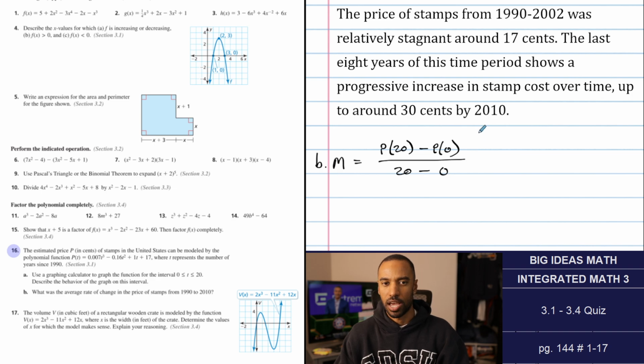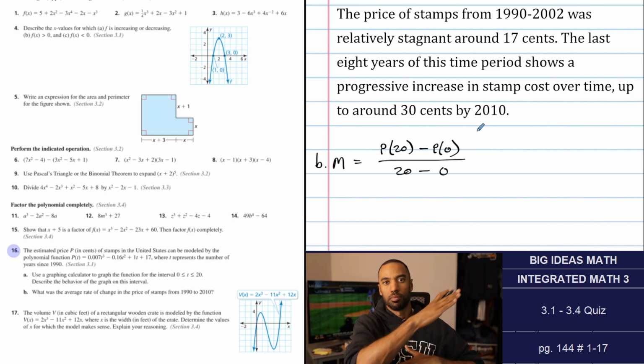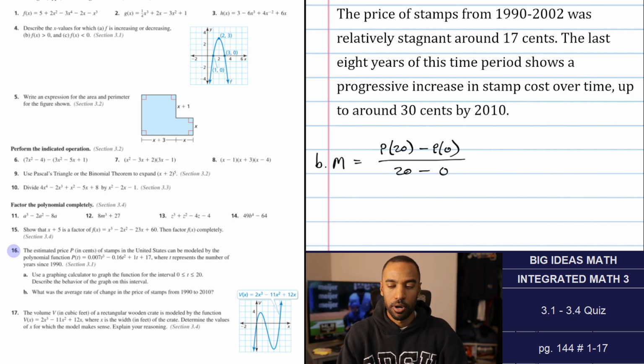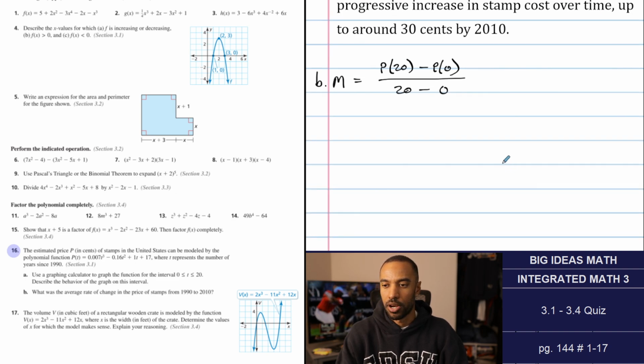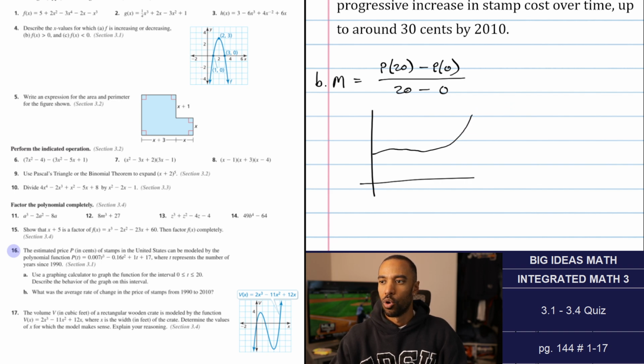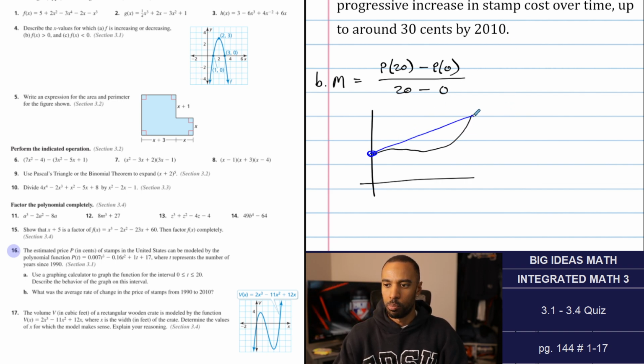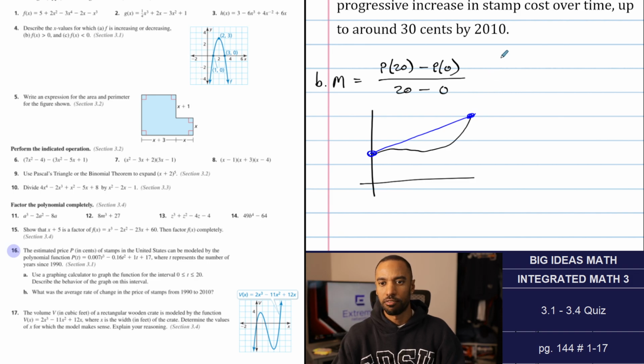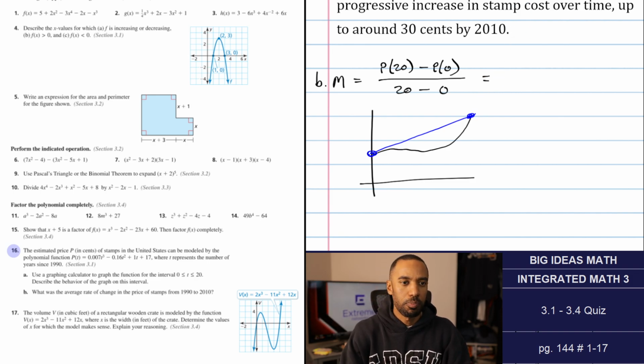How much change over time did this thing grow per year? Remember, this graph kind of had a curve like that. We're just figuring out what this slope is right there. That's all we're trying to figure out. What's that slope? So I'm going to do P of 20, going back to my calculator here. P of 0 is 17. P of 20 is 29. So, and it's exact.